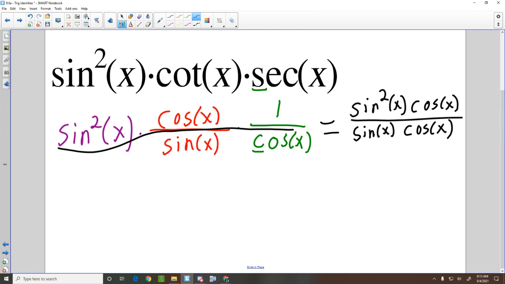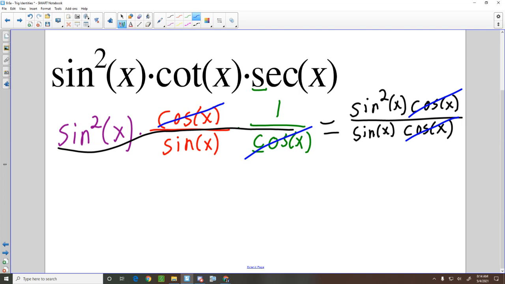And the first thing that's easy, I see a cosine on the top and a cosine on the bottom. They both cancel. Again, you could have done that from this previous step. Just see a cosine up top somewhere with the cosine on the bottom somewhere. They would cancel. Now I've got sine squared divided by sine. Would all the sines cancel out, do you think? Just one of them, though, right?